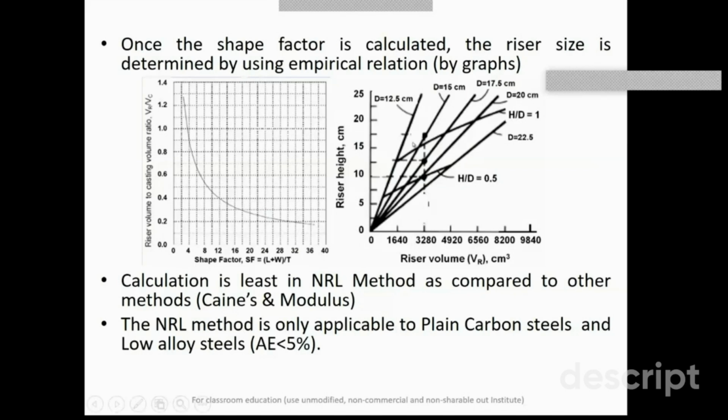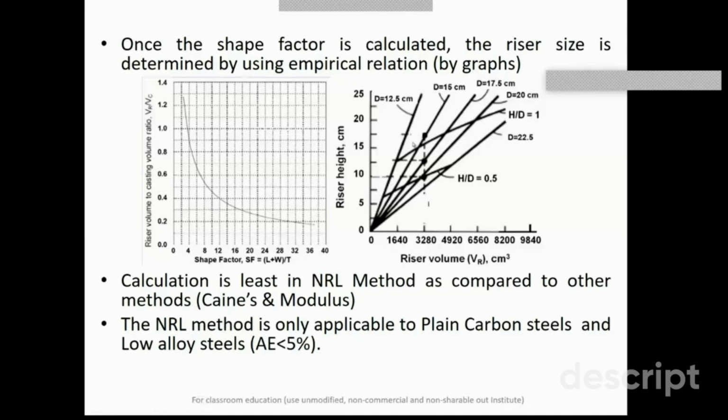So again, just like Caine's method, they have given their own graph. And in this graph, you can easily observe that on the x-axis, they have defined the shape factor values, and on the y-axis, they have given the volume ratio, which is the riser volume to the casting volume. Once you have this shape factor, which can easily be obtained with the length, width, and thickness of the casting, you have to draw a line. So suppose you calculate the shape factor to be 16, so you draw a line. It will cut this graph, and then correspondingly here, you can easily obtain the volume ratio.